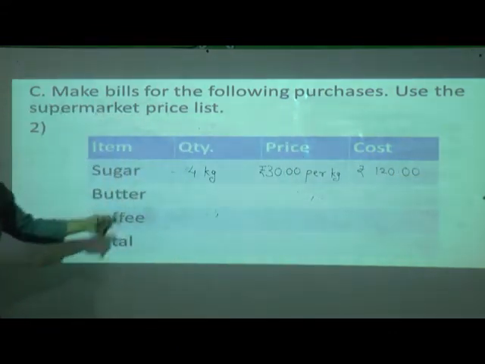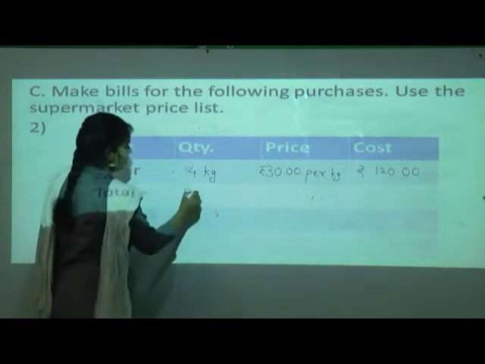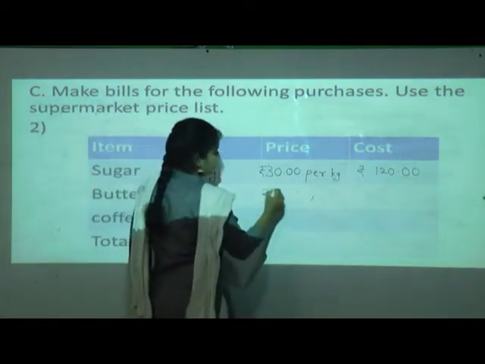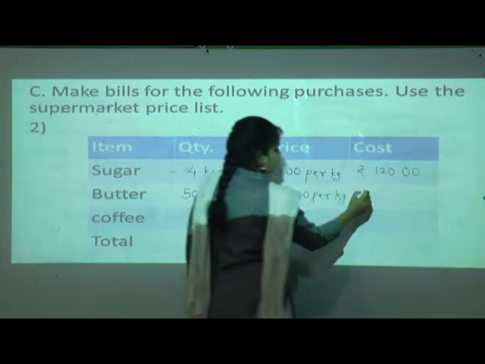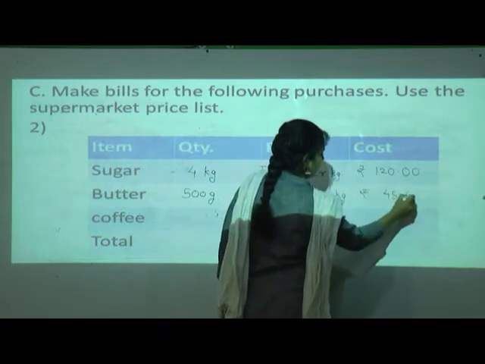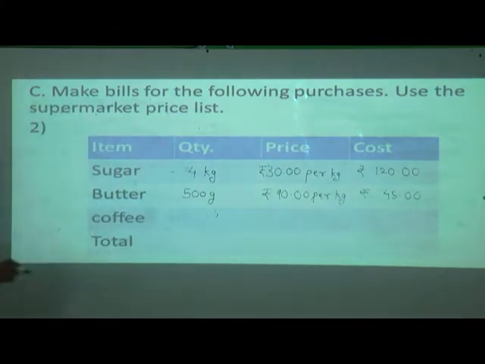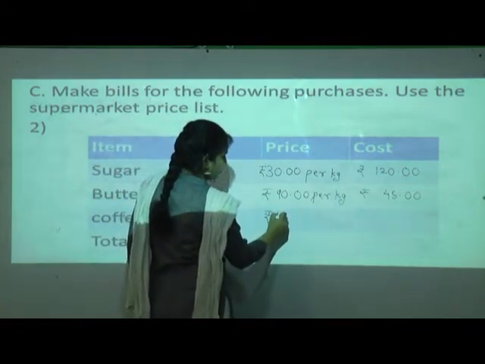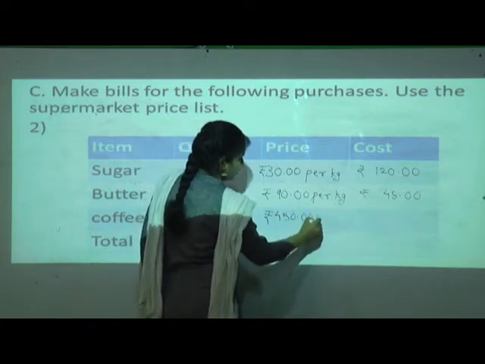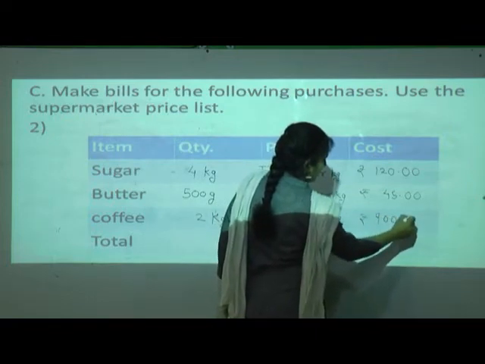Here butter. Butter is 90 rupees per kg and we have taken 500 gram here. 500 gram, rupees 90 per kg. So the total is rupees 45. Okay. And here coffee. Coffee we have taken 2 kg, for rupees 450 per kg. So our answer is rupees 900.